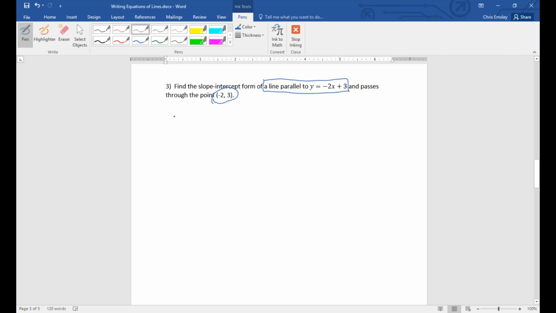What we know about parallel lines and their slopes is that parallel lines have equal slopes. So the slope of this line, because it is in slope-intercept form, we can tell the slope of this line is -2. So that's also the slope we want for the line that we're about to write. Okay, so now we have the slope and we have a point. And so basically at this point, it's the same procedure we did on the last problem. y minus y1 equals m times x minus x1.